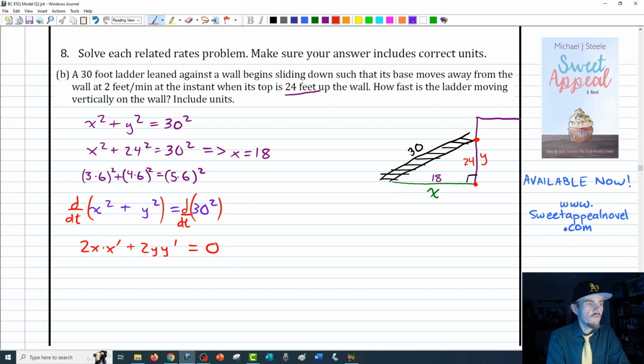So now, given this information, we can start plugging in things and cleaning this up a little bit. The first thing I like to do is divide both sides by 2, just to clean things up a little and give us fewer factors to keep carrying around. The second thing, though, is I'll plug in values. So 18 is going to be x. X prime, it says the base moves away from the wall at 2 feet per minute. So I'm going to then multiply by 2.